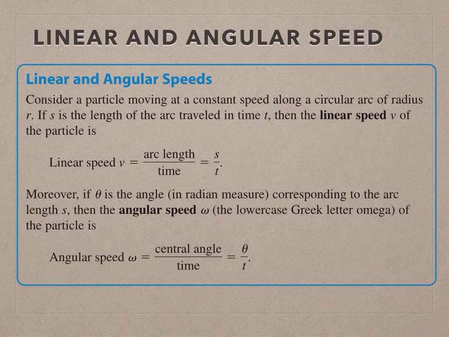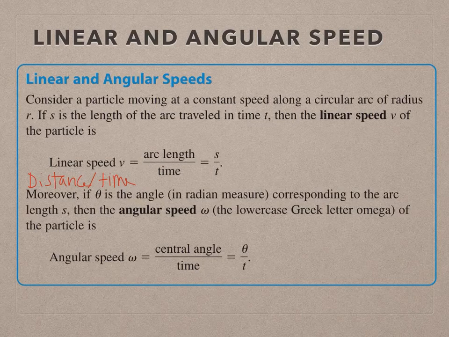If s is the length of the arc traveled in time t, so again s is that arc length, and t is how long it's going to take, the linear speed of the particle is equal to the arc length divided by time. And linear speed is always given to you as distance over time. So it's how far it can travel in a certain amount of time, which is what we usually think of speed as.